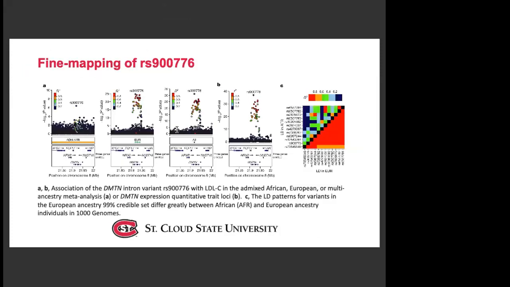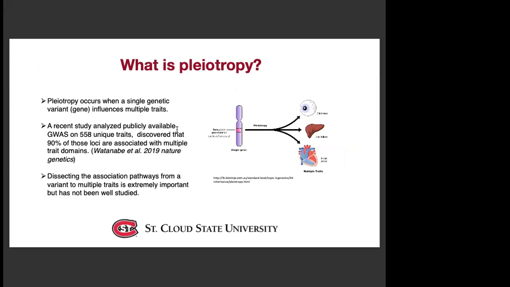All right. So the next topic is pleiotropy. What is pleiotropy? Pleiotropy is when a variant or a gene influences multiple phenotypes. For example, this is a gene that is associated with heart failure, with eye disease and with liver disease. So this is a well-known gene that contributes to three different phenotypes.